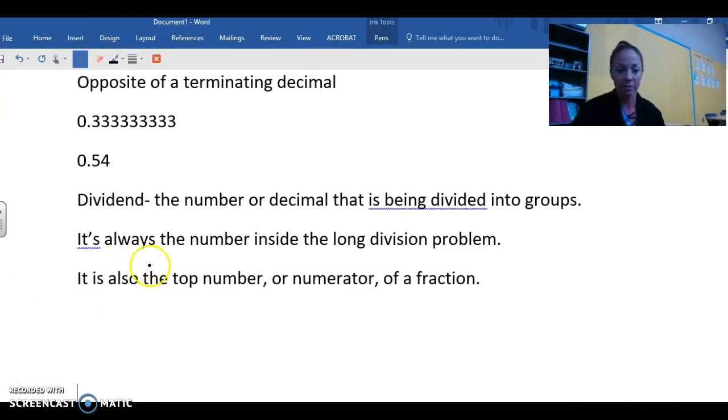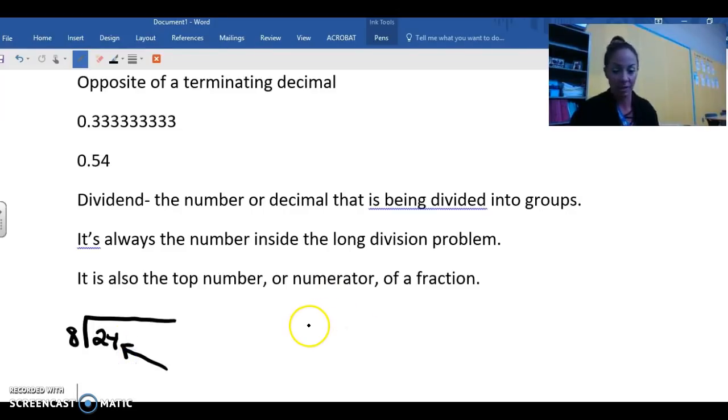All right, so in a long division problem, let's say we have 24 divided by 8. 24 would be the dividend. If it's set up like this, 24 divided by 8, 24 is still your dividend. So make sure you include that example in your notes.